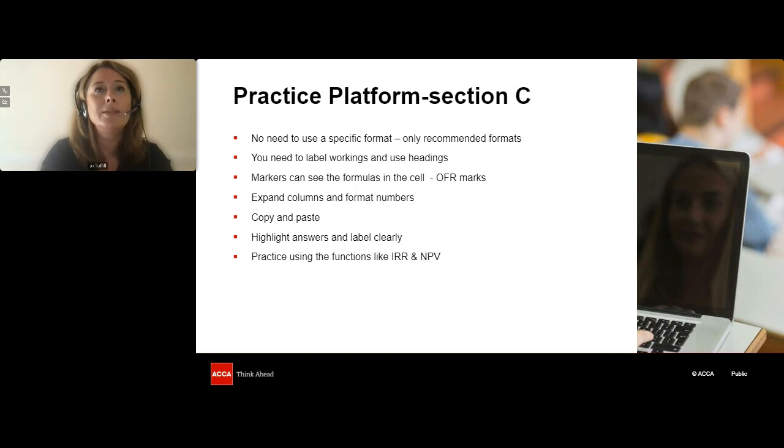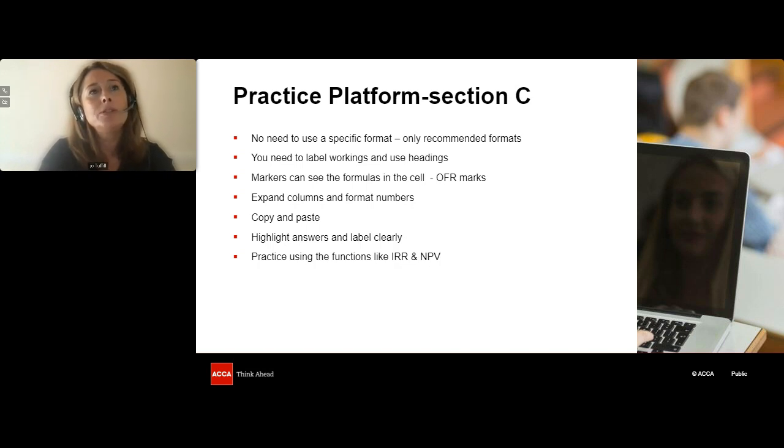Put the figures in the cell. We mark the workings. We do not want to see just one 30 days put in the cell. We need to see the workings behind it. You need to expand any columns and format numbers. We don't want to see a load of hashtags, and we don't want to see a load of decimal places.